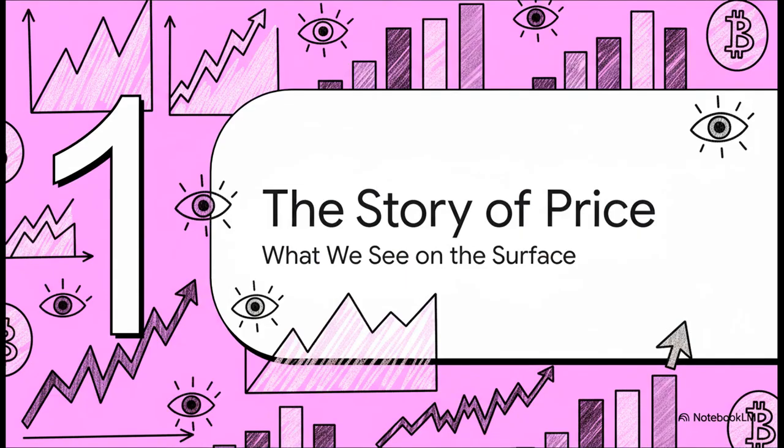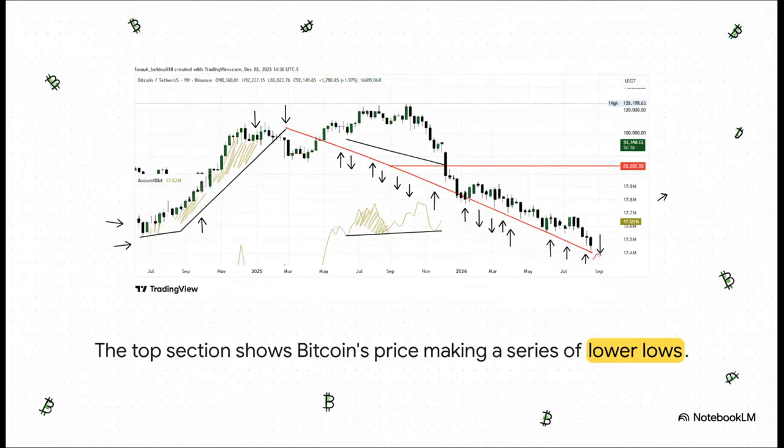All right, so story number one is all about the price. This is what you see right on the surface, you know? It's what most people focus on, those ups and downs that always grab the headlines. So if you follow the price here, see that black line? It's pretty clear what's happening.